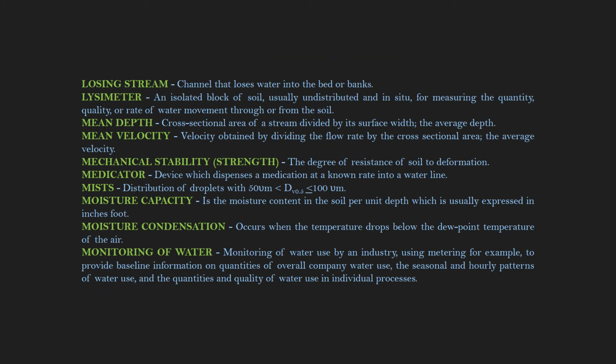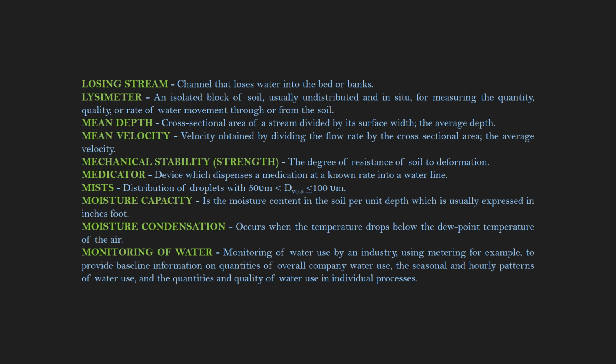Losing stream: channel that loses water into the bed or banks. Lysimeter: an isolated block of soil, usually undisturbed and in situ, for measuring the quantity, quality, or rate of water movement through or from the soil. Mean depth: cross-sectional area of a stream divided by its surface width, the average depth. Mean velocity: velocity obtained by dividing the flow rate by the cross-sectional area, the average velocity. Mechanical stability, strength: the degree of resistance of soil to deformation.